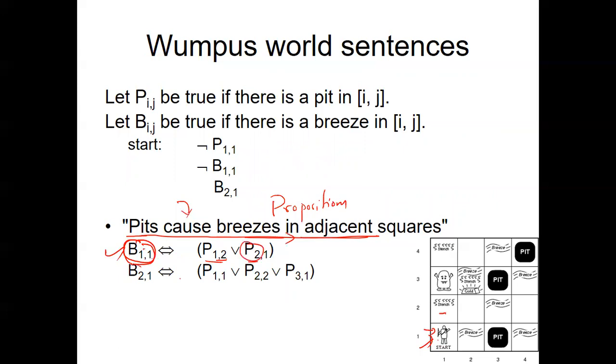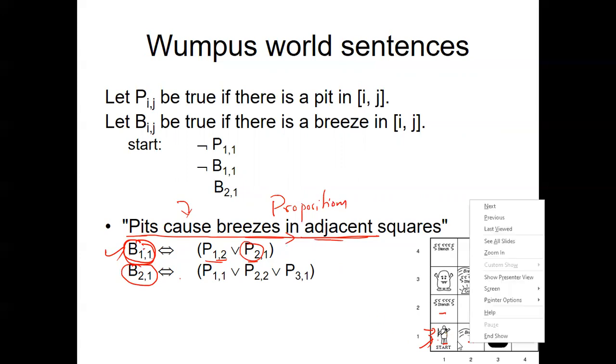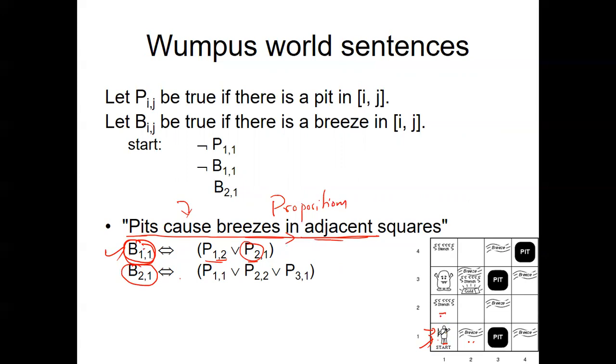Okay. Similarly, if there is a breeze in 2, 1, it means what? There is a pit either in 1, 1. Here we are not using any inferences. This is just mentioning only this info. Pits cause breezes in adjacent squares. We are talking only about that focused knowledge. So if there is breeze in 2, 1, it means pit can be either in 1, 1 or one.